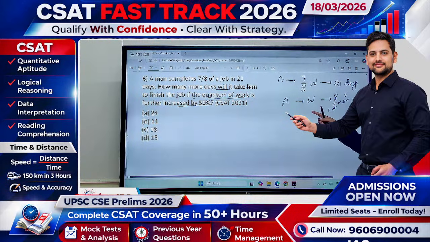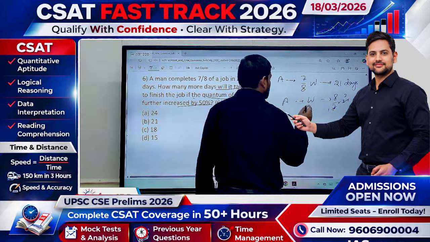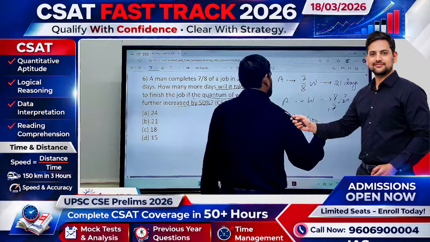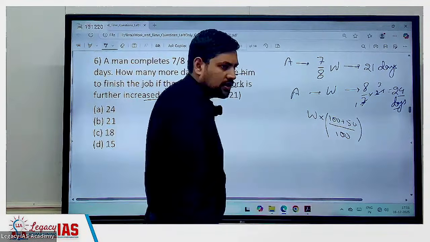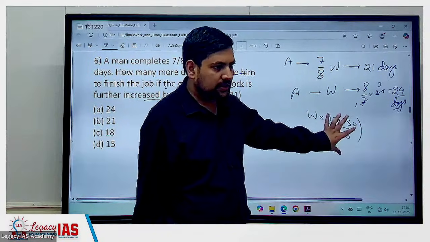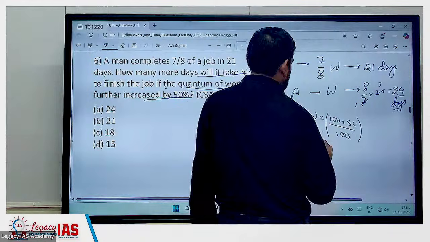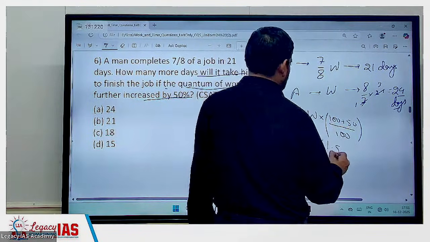W becomes 1.5 W. So basically we have to increase W by 50%. How you will increase W by 50%? W into, remember that, 100 plus 50 by 100, because I have to increase work by 50%. So this becomes W into 150 by 100, that is 1.5.